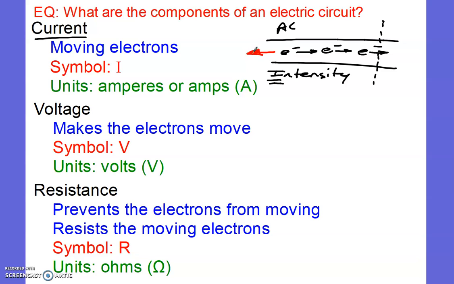The other type of current is direct current. In direct current, or DC, the electrons are always moving in one direction. We'll discuss this a little bit later, but alternating current comes from outlets, and direct current comes from things like batteries.